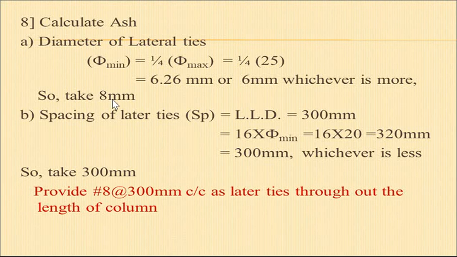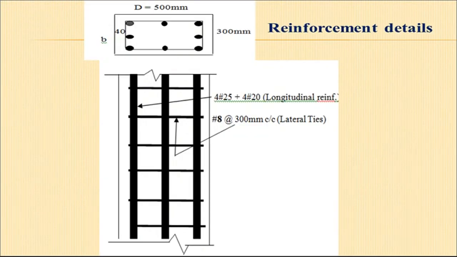Then lateral reinforcement, repeat the same procedure. Phi minimum is equal to 1/4 of phi maximum. Here we use the two types of bars, 20 and 25. Phi max is 25, so it is 6.28. So we have provided the 8 mm bar. Spacing for lateral ties: least lateral dimension is equal to 300; 16 multiplied by phi minimum, that is 20, so it is 320; and third is 300 mm, whichever is less. So 300 is the minimum. So provide 8 mm as lateral ties, about 300 mm center to center throughout the length of the column. This is the design of the column.